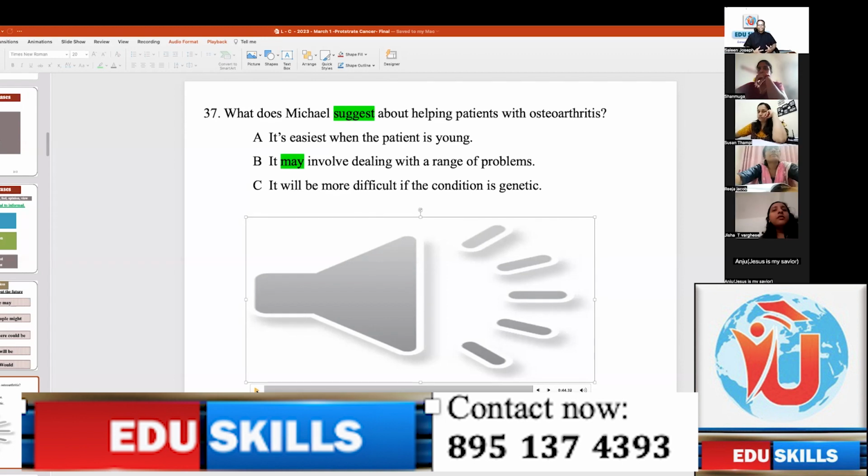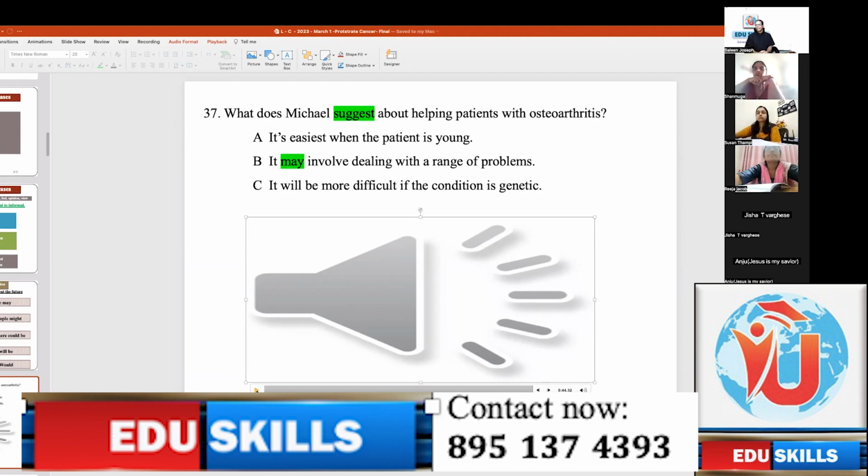So is there any indication that it's easiest when the patient is young? No. Actually, it's a judgmental statement. Such statements may not be true at all, because it's saying only when you are young, the teenagers or children, it's easy to help you.